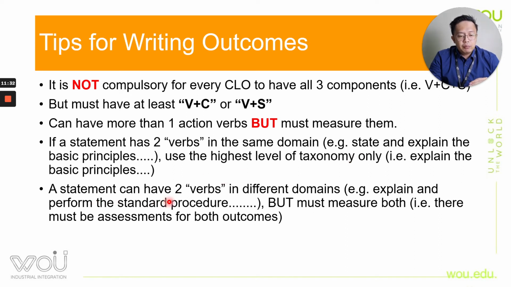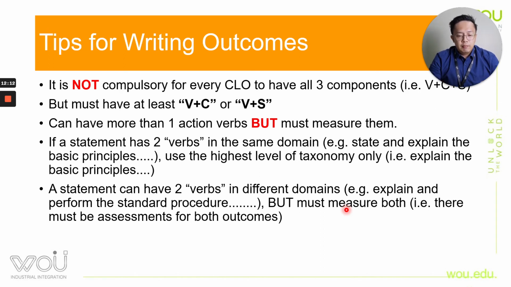But in case you have 2 action verbs in different domains, for example, explain and perform, okay? So explain, you could measure at a cognitive level. Perform, it could be at the psychomotor level, okay? So you can see that you have 2 different domains over here. The advice is you can maintain your 2 words in different domains, but make sure that they are measurable. Means that you have 2 different assessments for both outcomes, for the explain and for the perform, because you measure them at a different domain level. One is in the cognitive and one is the psychomotor.